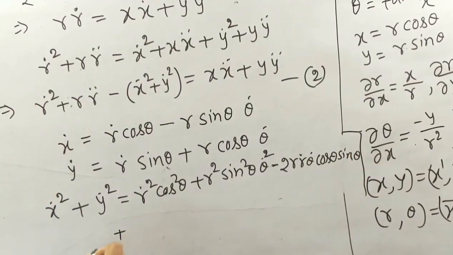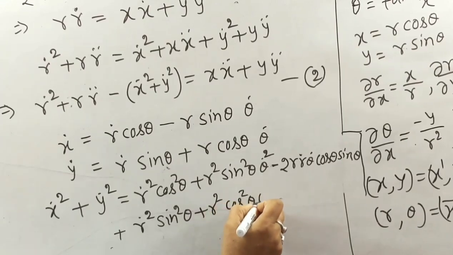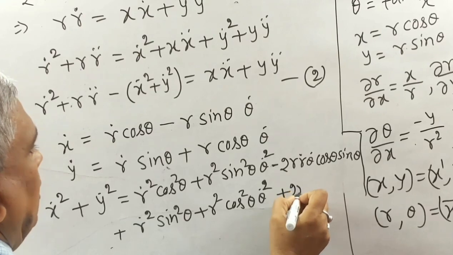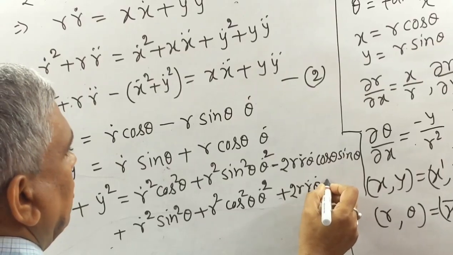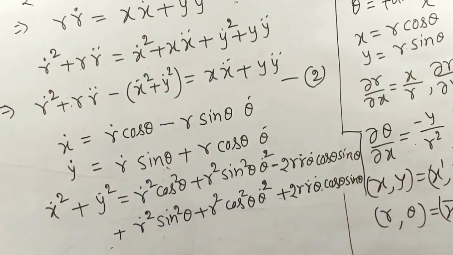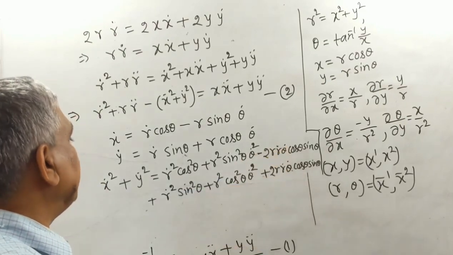plus r dot square sin square theta plus r square cos square theta, theta dot square plus 2 r dot theta dot cos theta sin theta. Here this is the negative term and this is the positive term, so they cancel with each other.